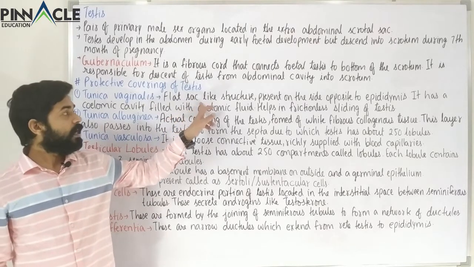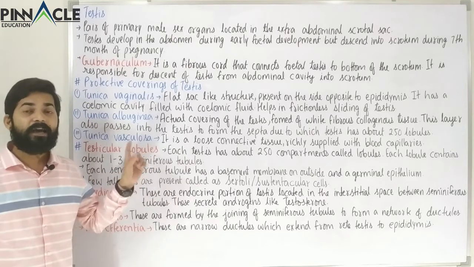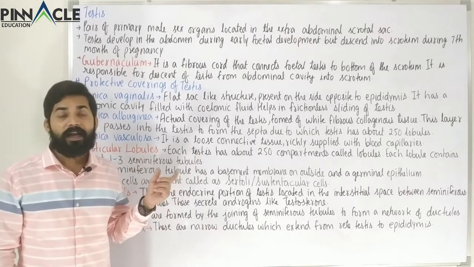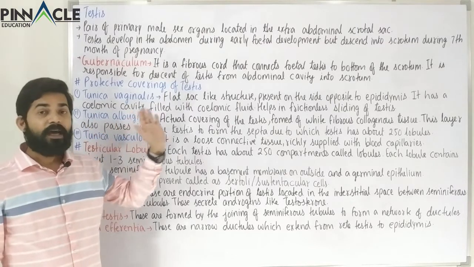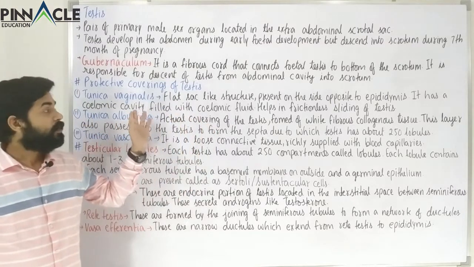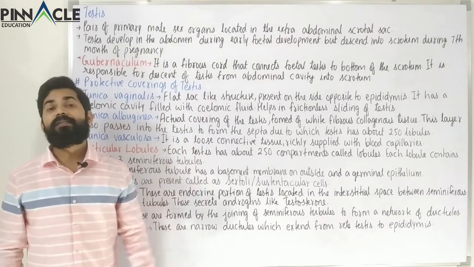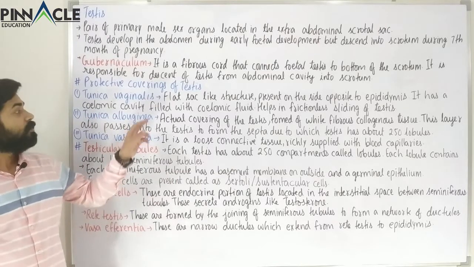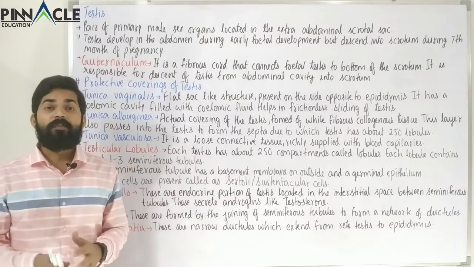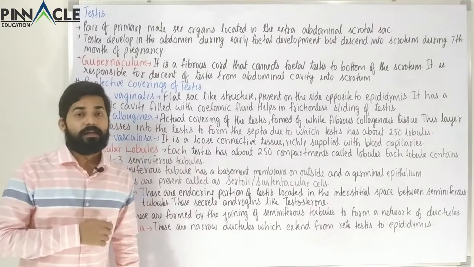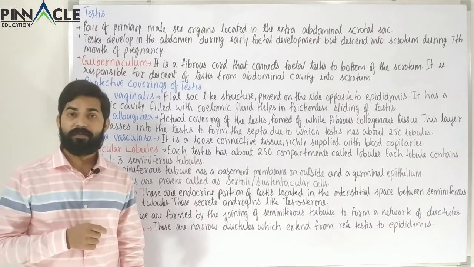So it is a flat sac-like structure and present on the side opposite to the epididymis. We just have seen the diagram of the testis, and we saw that the tunica vaginalis was on the opposite side of the epididymis. Epididymis was on one side and the tunica vaginalis was on the other side. Now it has a coelomic cavity and a certain fluid filled inside it. So there must be some function of the tunica vaginalis. So the main function is the frictionless sliding of the testis.